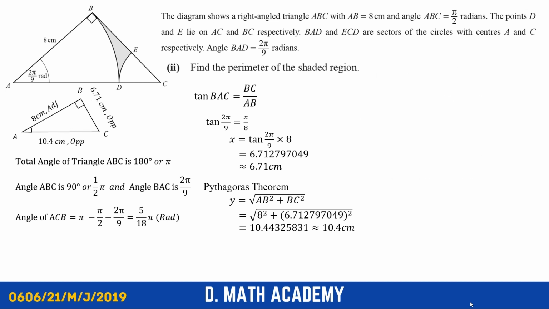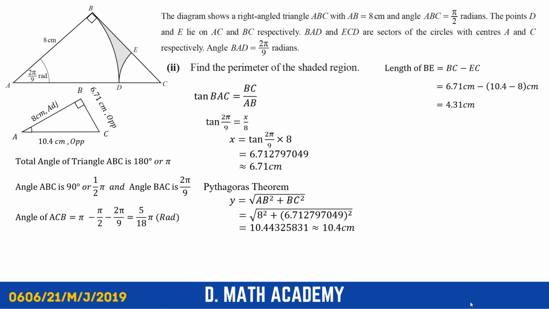Moving on, identifying the perimeter of the sector. I leave most of the information that I got earlier intact. Alright, so I first identified BE by taking 6.71 minus 10.4 minus 8. Through that, I will get my result as 4.31. That's the length of BE.